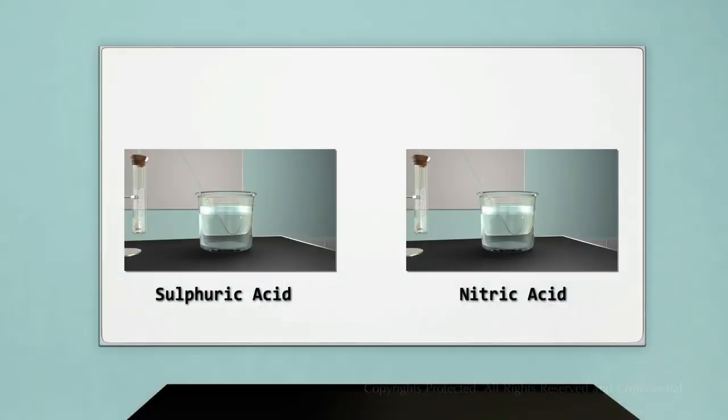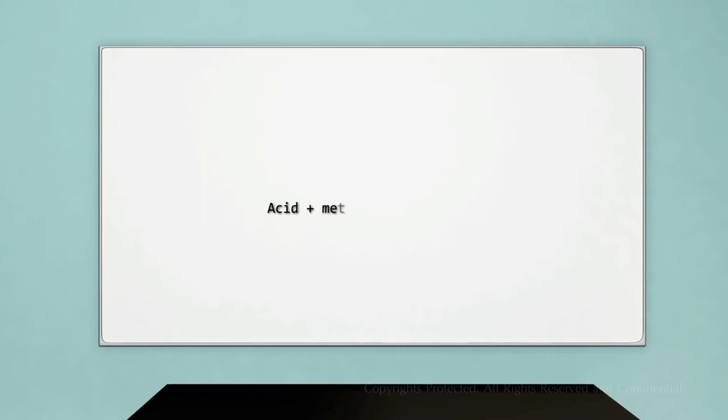Now let us repeat the same process using sulfuric acid and nitric acid and see what happens. What conclusion can be drawn from the above experiment? When acid reacts with metal, salt and hydrogen gas are produced.